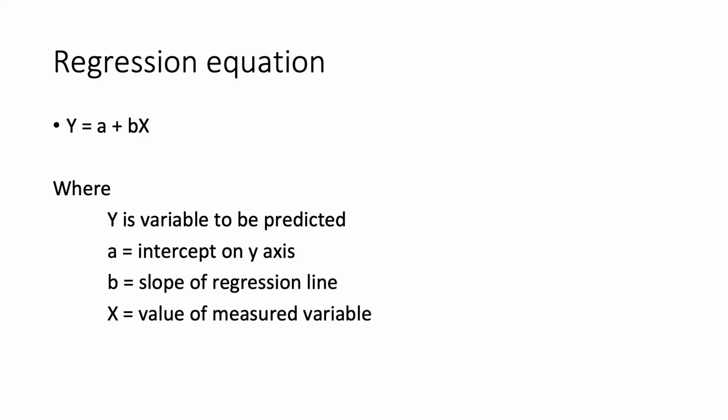So we've all seen this equation before, but the equation used for simple linear regression is y equals a plus b times x, where y is the value of the variable to be predicted, a is the y-intercept, b is the slope of the regression line, which is the rate of change of y for each unit of change of x, and x is the value of the variable that has already been measured.